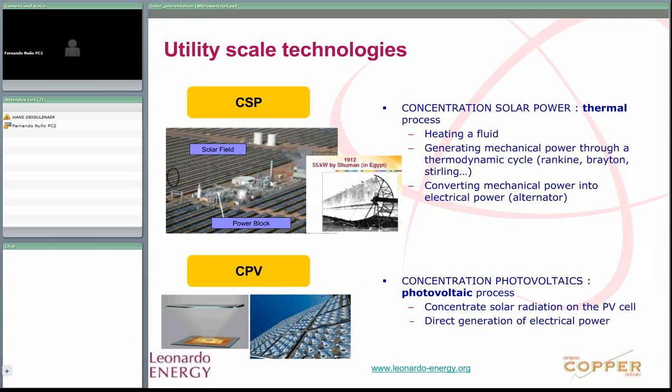This presentation will be focused on utility scale technologies. Concentration solar power is a thermal process consisting of heating a fluid, generating mechanical power through a thermodynamic cycle, for instance Rankine, Brayton or Stirling, then converting mechanical power into electrical power. Concentration photovoltaics is a photovoltaic process, so first radiation is concentrated on the photovoltaic cell, and then this cell generates electrical power directly.